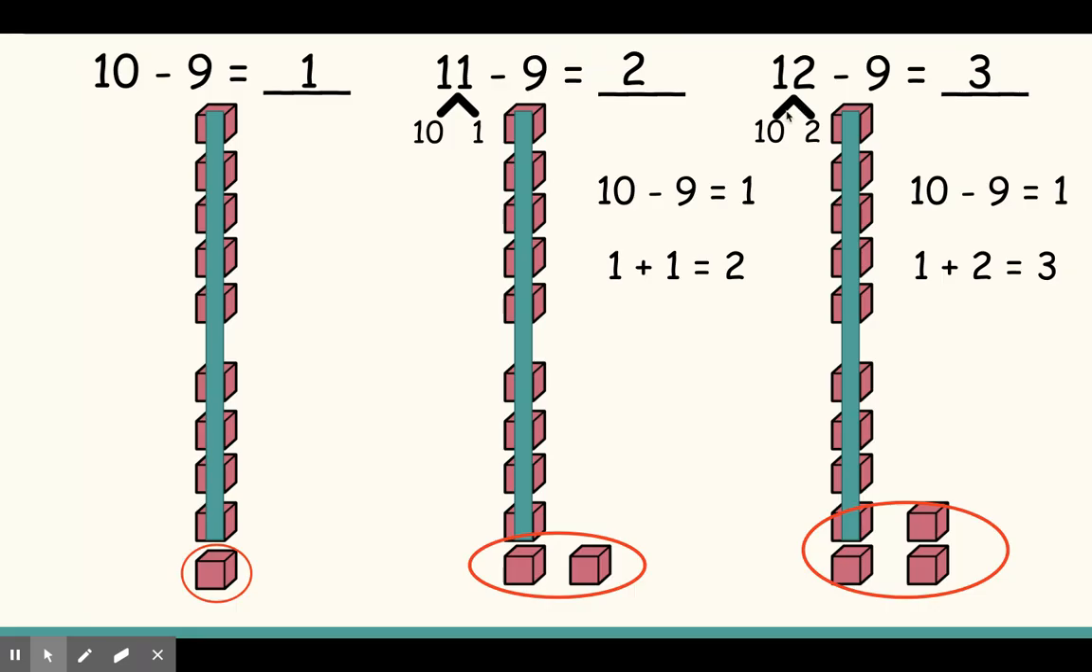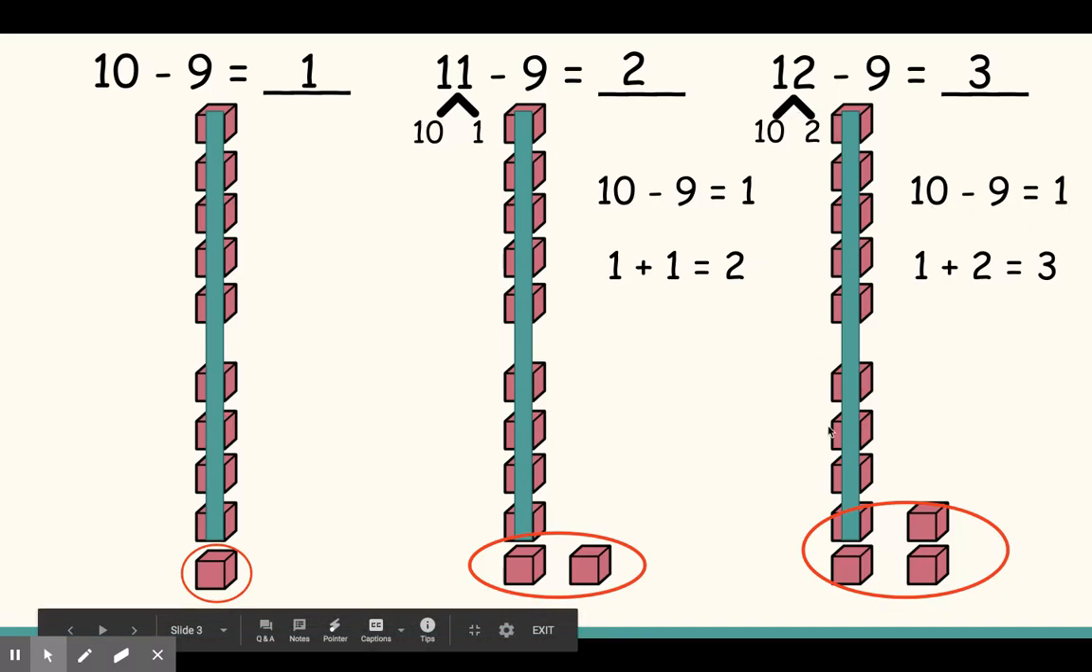We broke down 12, or decomposed 12, into 2 parts, 10 and 2. The 1 right here represents a group of 10. This 2 represents 2 ones. We decompose it into these parts, 10 and 2, and are able to do subtraction sentences that help us solve this greater subtraction problem. 10 subtract 9 equals 1, and then we add 1 to the other part, which was 2, and our answer is 3.